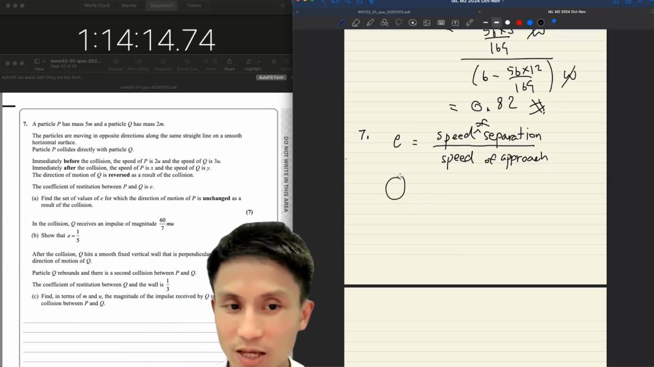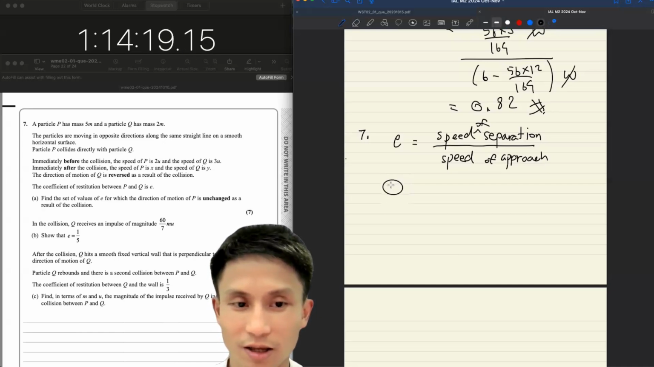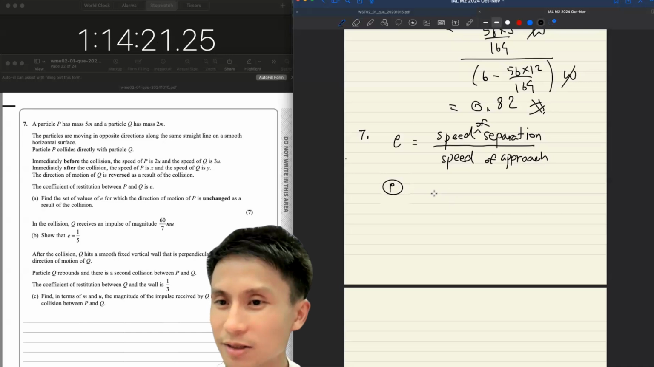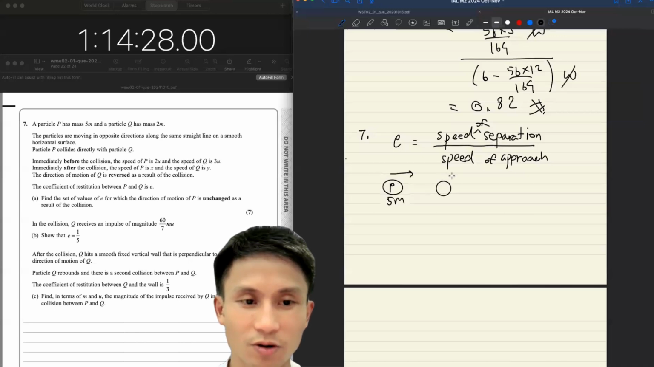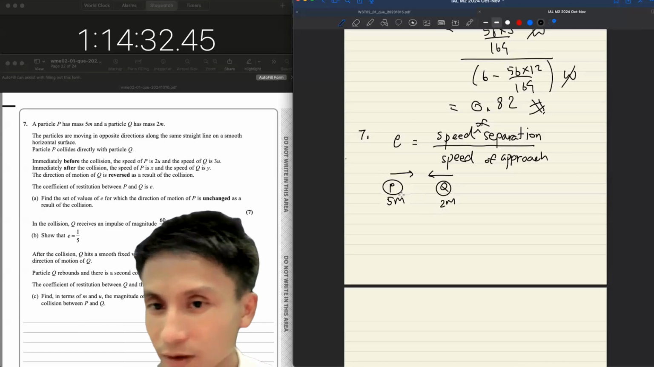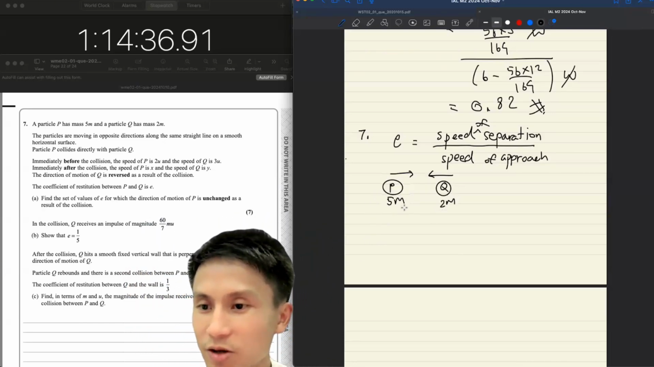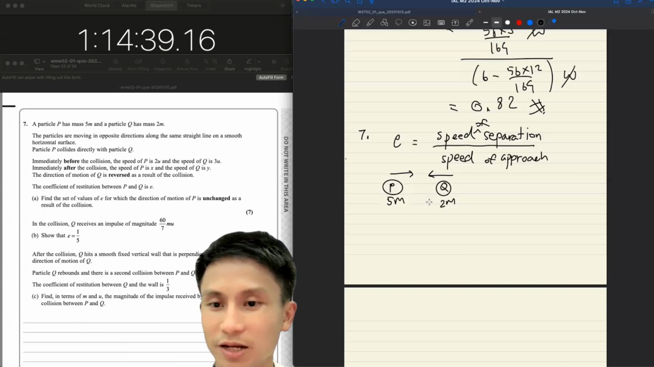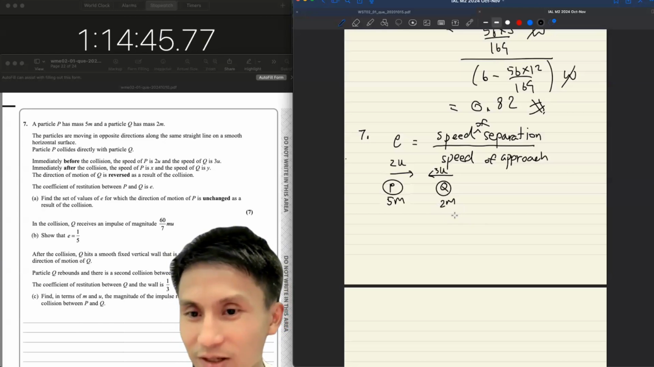So particle P, say that is particle P here, and moving in the opposite direction. Okay, so P is 5m, and then Q is 2m, smaller. P collides directly with Q. Immediately before collision, the speed of P is 2u, and the speed of Q is 3u there. Okay, immediately after the collision.